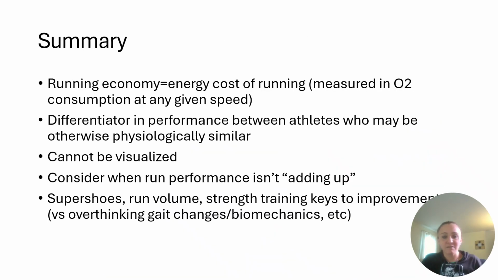So in conclusion here, running economy is the energy cost of running at any given submaximal speed. Again, we measure that by looking at oxygen consumption. That's our proxy for how much energy we're using. It's a differentiator in performance between athletes who may otherwise be physiologically similar, who might have similar VO2 max values, who might have similar fractional utilization or critical speed values. It's not something that necessarily can be visualized by the naked eye. We can't tell how economical a person is or isn't just by looking at them.